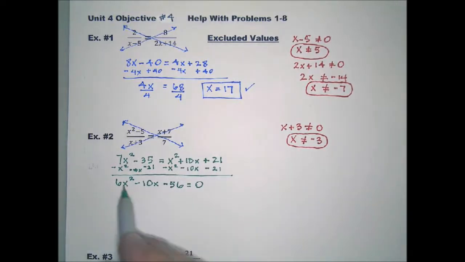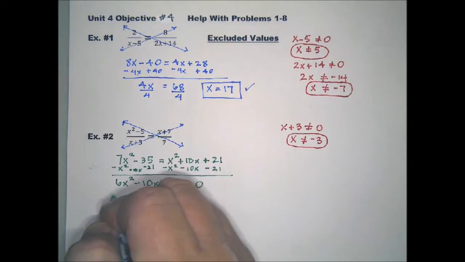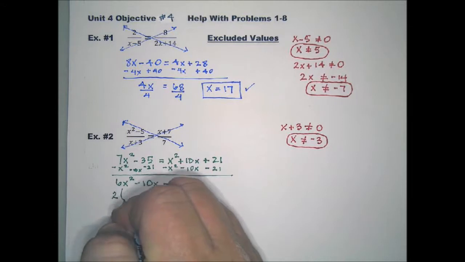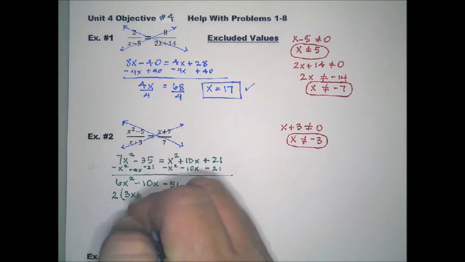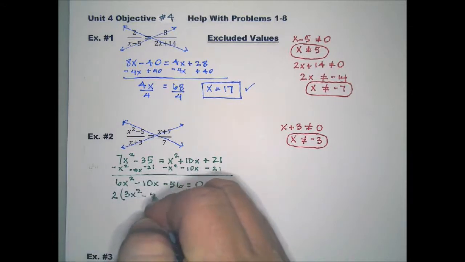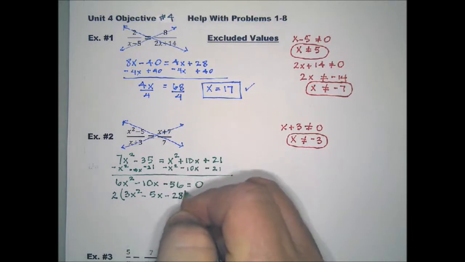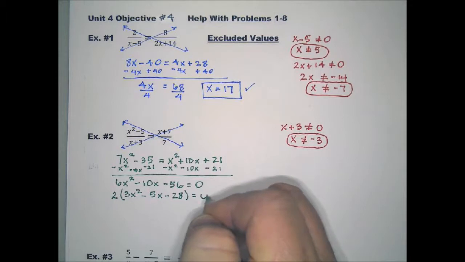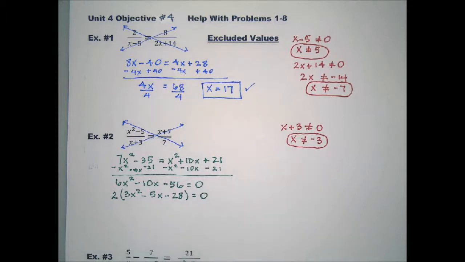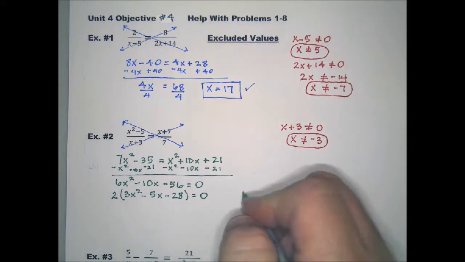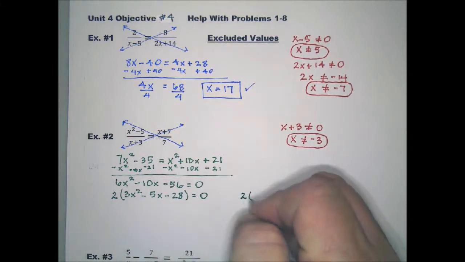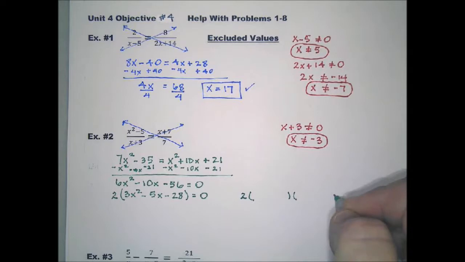Now it's time to factor this. I see a greatest common factor. All three of those terms are divisible by 2, so I'm going to factor out the 2. And that's going to leave me with 3x squared minus 5x minus 28 equals 0. It's still a guess and check factor. So I'm going to put that 2 right out there. Don't forget the 2 that you factored out.